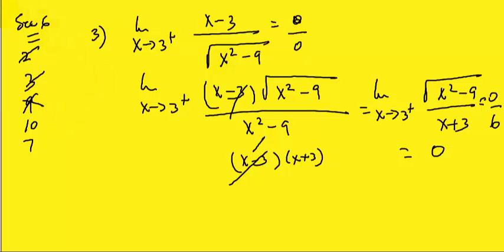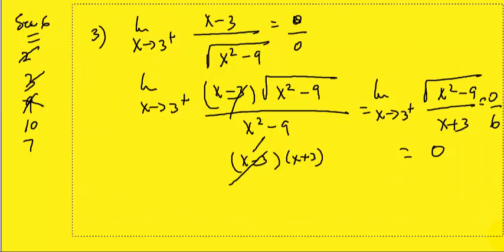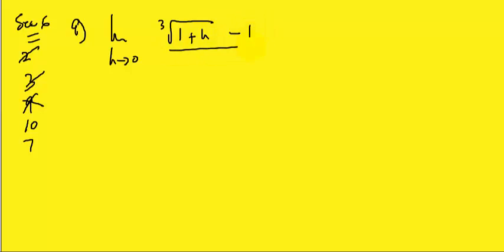Number 9. Alright. We're finally getting into this. As h goes to 0, this is a tricky question. It shows up on the AP test all the time. It might even show up twice in a multiple choice. They love this so much.